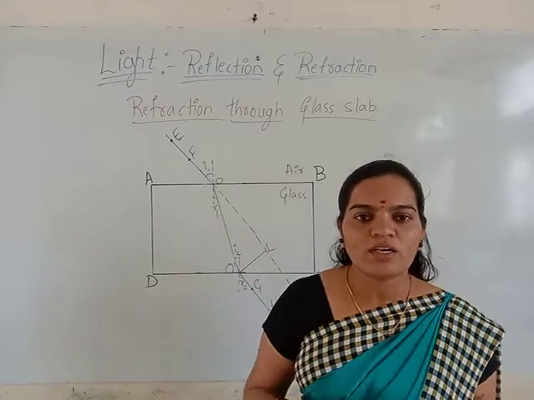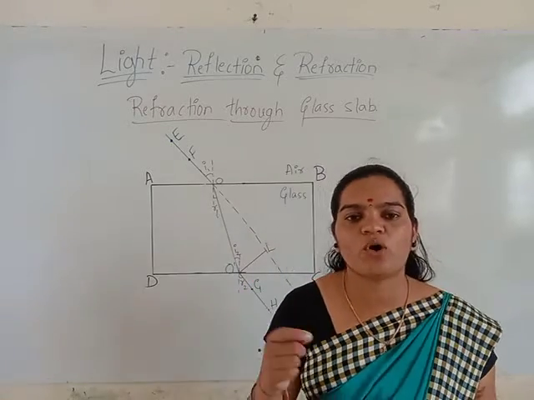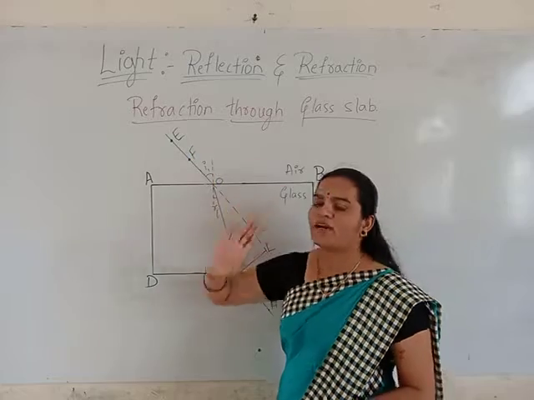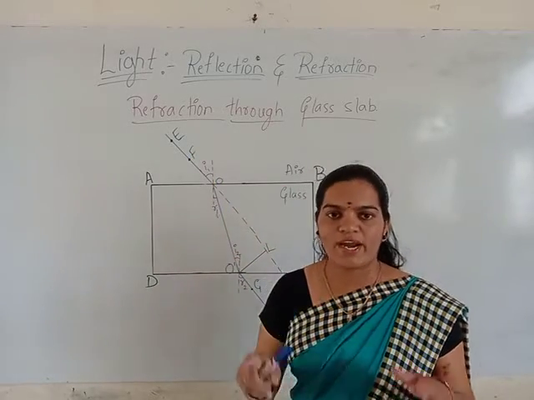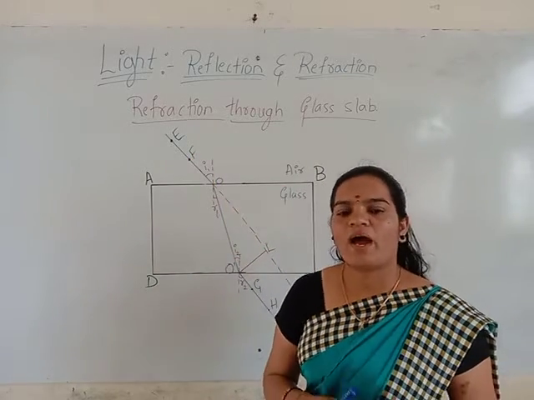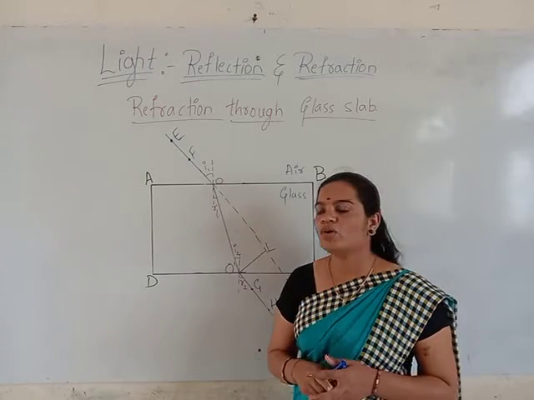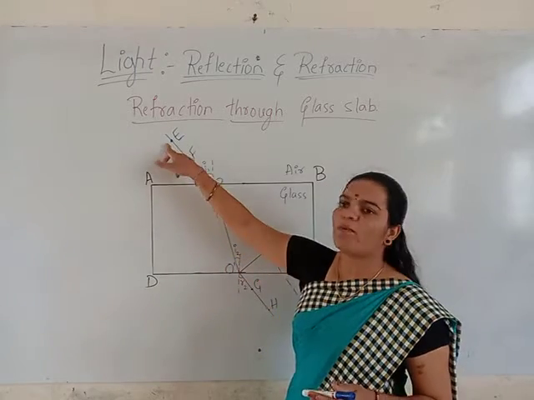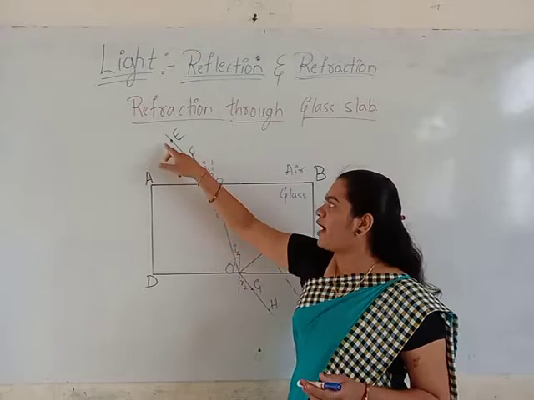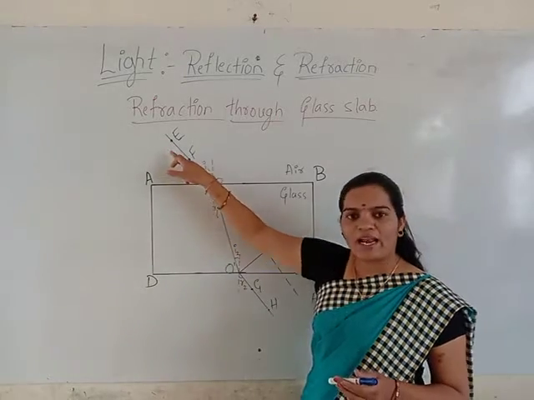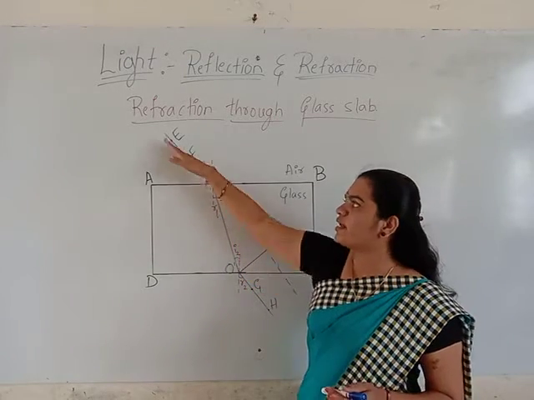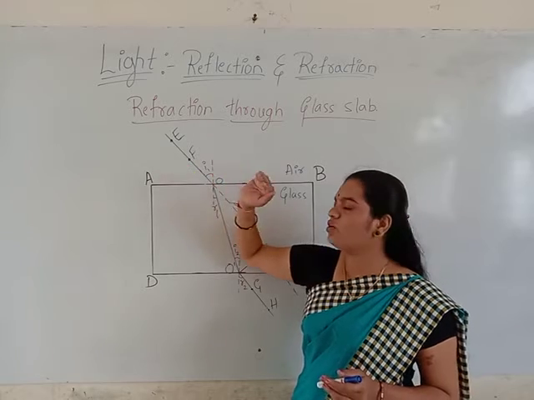Now remove the glass slab and also remove the pins which you have pinned on the white sheet. After that, we are supposed to join the points E and F and extend that line, the inclined line we can say. It is in an inclination, yes or no?